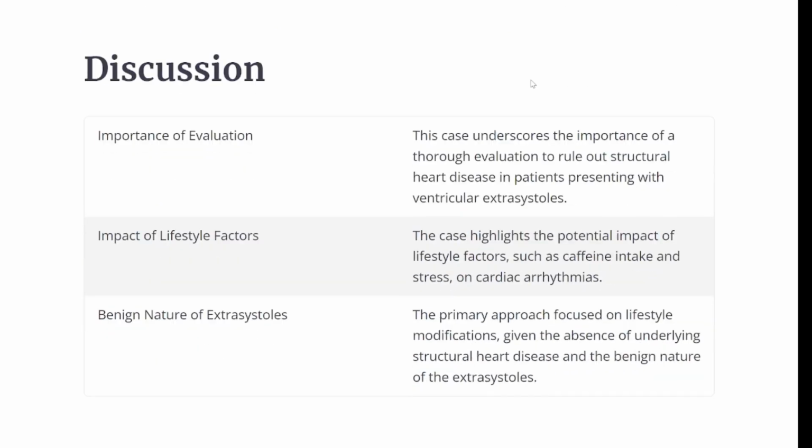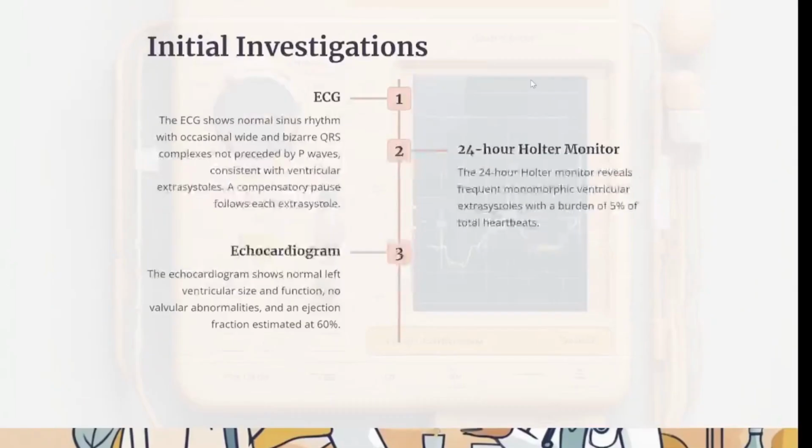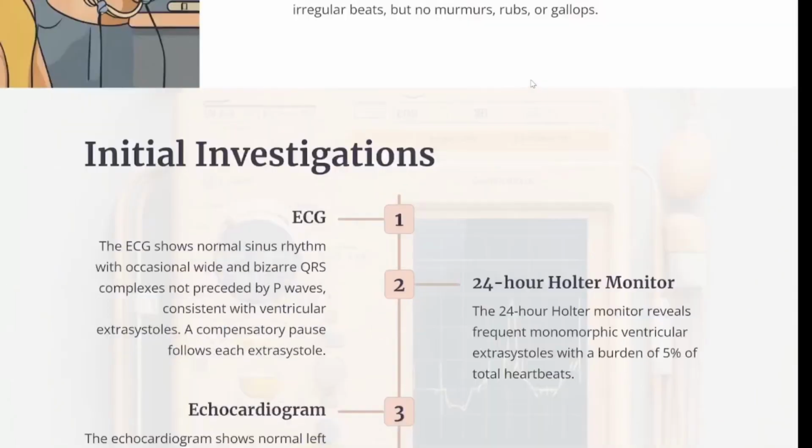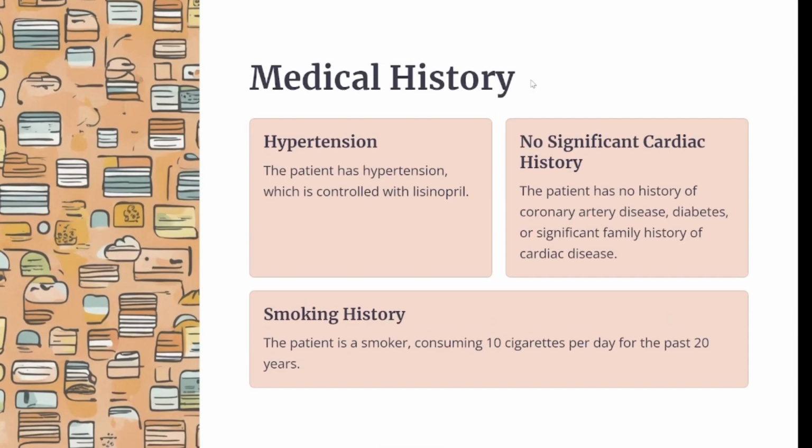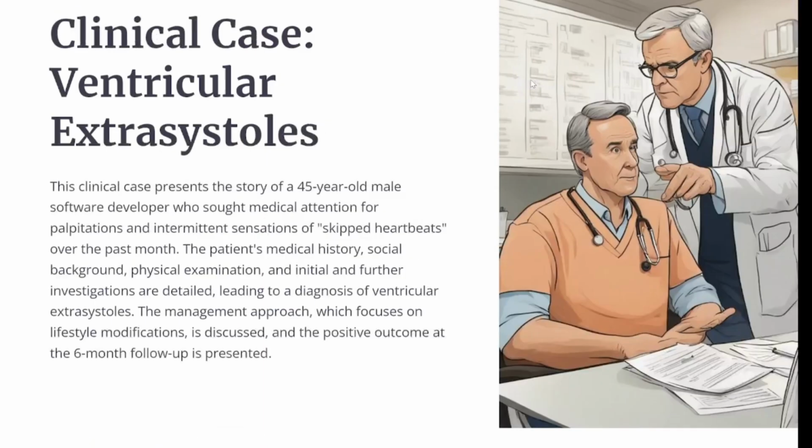Discussion. This case illustrates a common presentation of ventricular extrasystoles in an otherwise healthy individual with controlled hypertension. The primary approach focused on lifestyle modifications given the absence of underlying structural heart disease and the benign nature of the extrasystoles. This case underscores the importance of a thorough evaluation to rule out structural heart disease in patients presenting with ventricular extrasystoles and highlights the potential impact of lifestyle factors on cardiac arrhythmias.